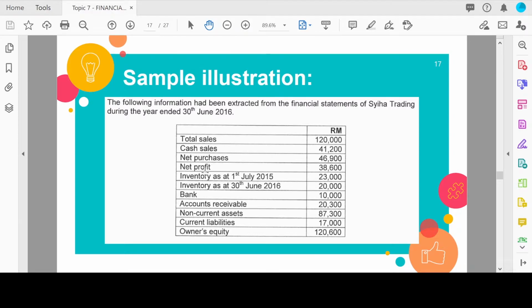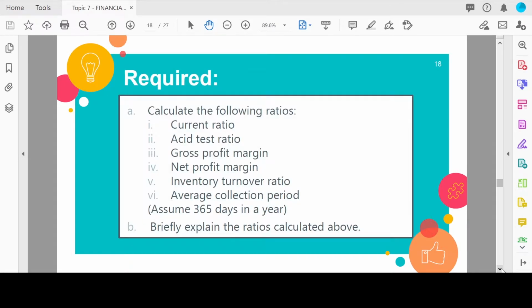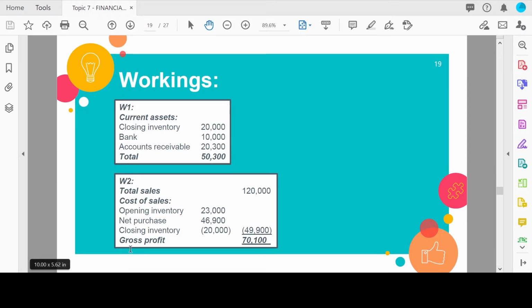I hope you remember how we calculate gross profit in the statement of profit or loss. We have sales, and then we minus cost of sales. What do we have inside cost of sales? We have opening inventory plus purchases minus closing inventory. As simple as that. We do have total sales, purchases, opening inventory and closing inventory. So this information is enough to calculate gross profit.